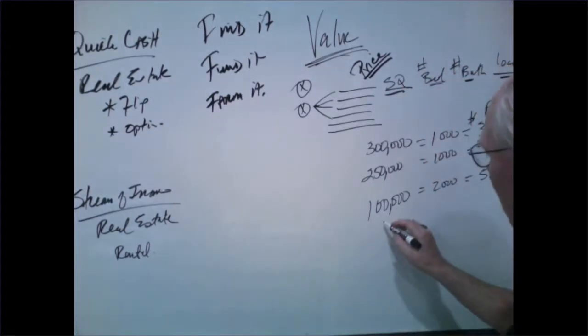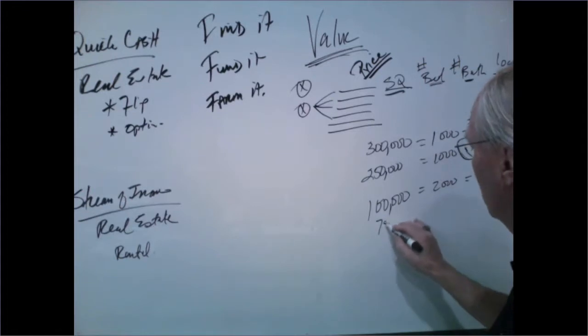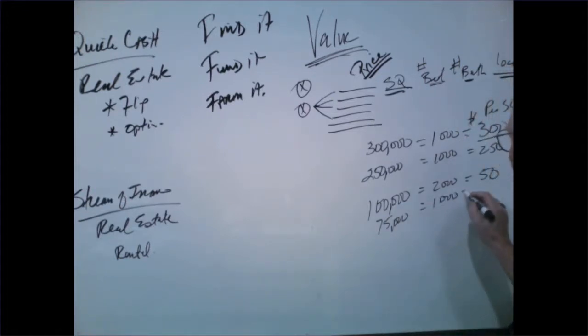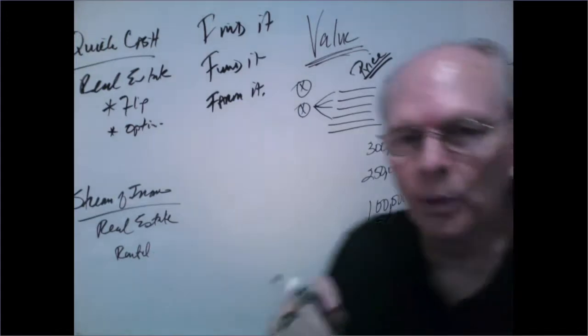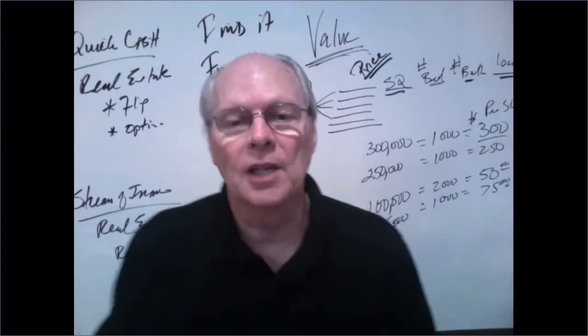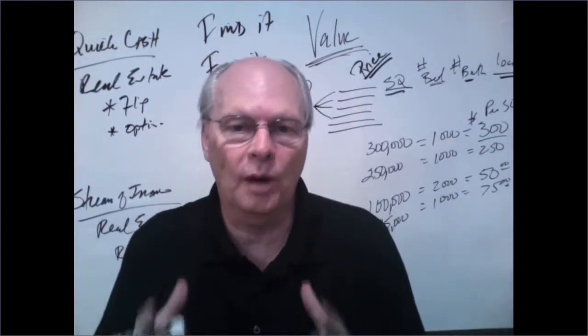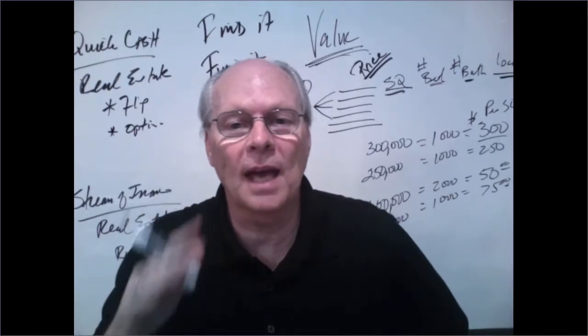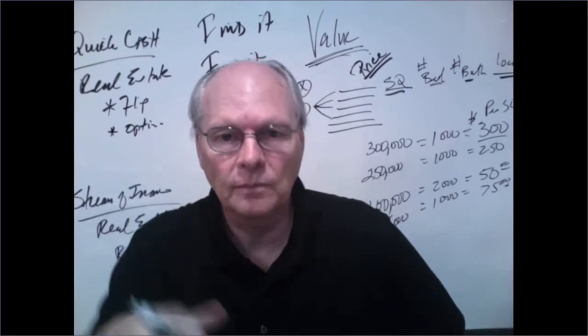As you look at other properties in the neighborhood, if this property was $75,000 and it was only 1,000 square feet, then it's $75 a foot. And so that's one way that we can really determine value, is by how much it costs per square foot. And so your goal is to look at as many properties as you can until you really understand value.